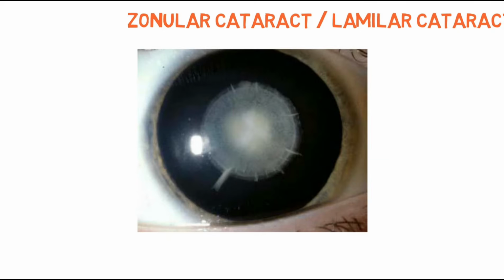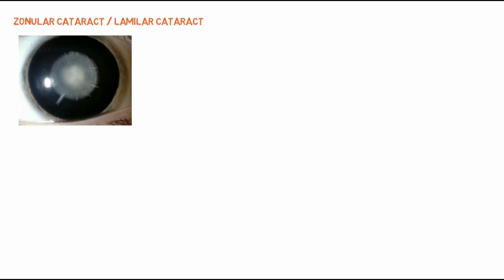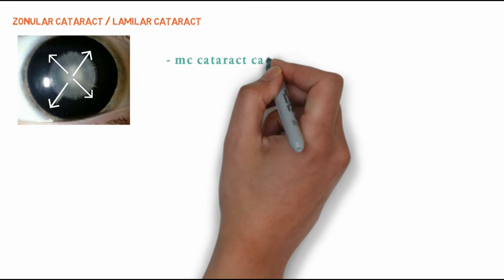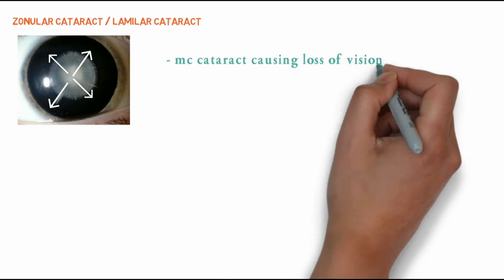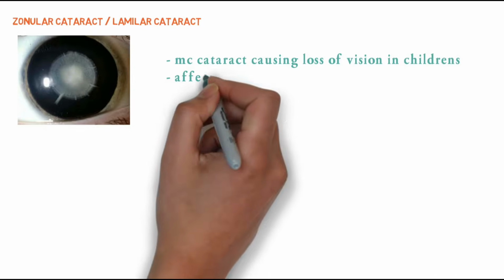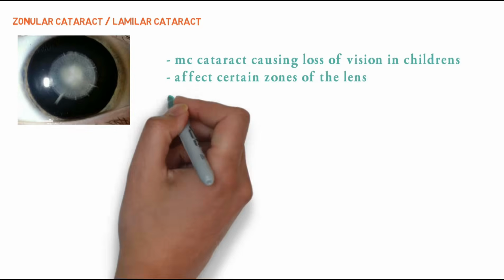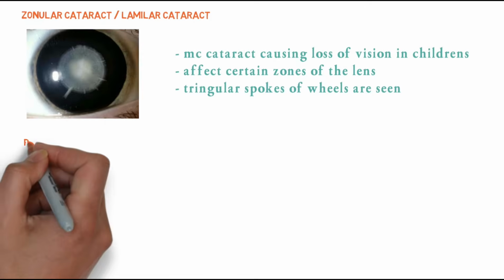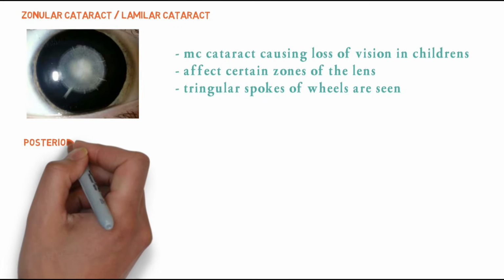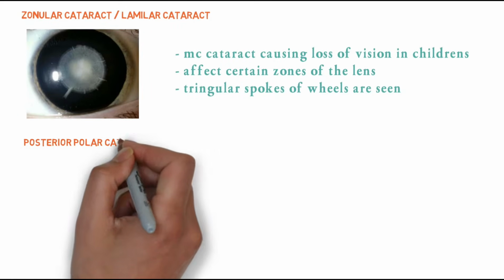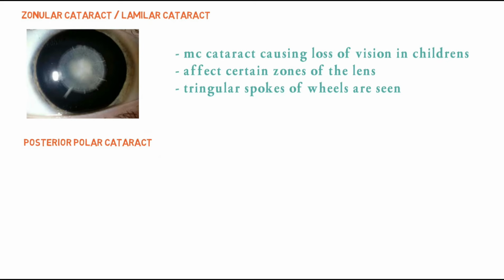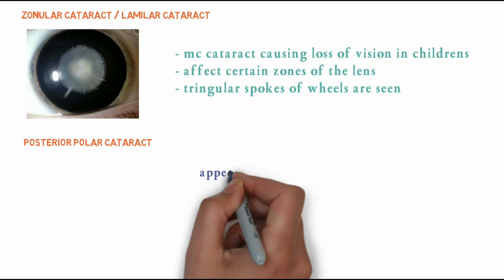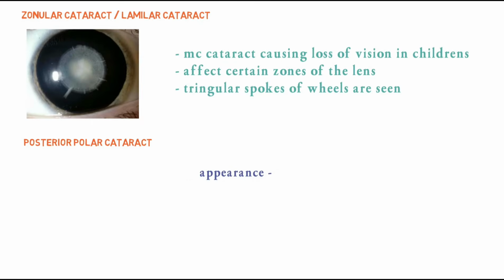And this looks like spokes, that is, small linear opacities like the spokes of a wheel can be seen, and it is the most common type of congenital cataract presenting with visual impairment. Okay, then the second one is posterior polar cataract, and it is also a very common lens anomaly that consists of opacities involving the posterior pole.